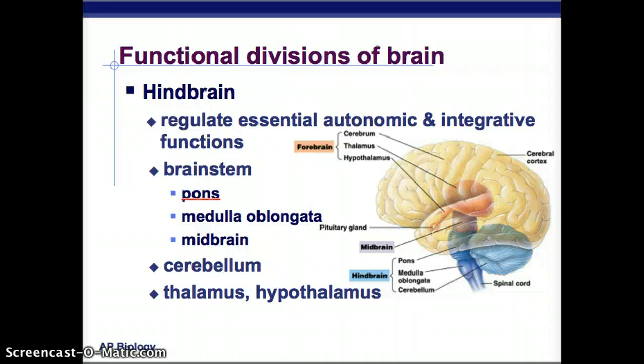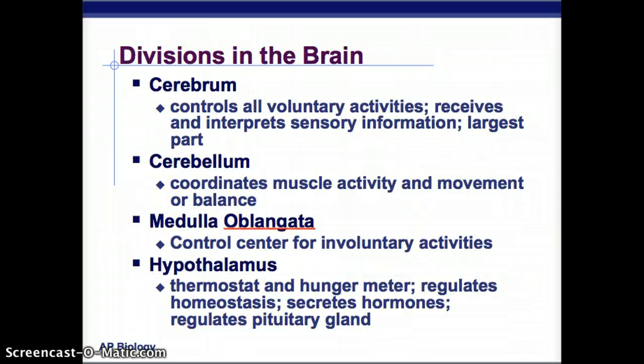Then the midbrain has, and we also have the cerebellum, the thalamus, and the hypothalamus, which are kind of above the midbrain here in the forebrain. So, those divisions in the brain, what do they do? What's the difference between all these things?